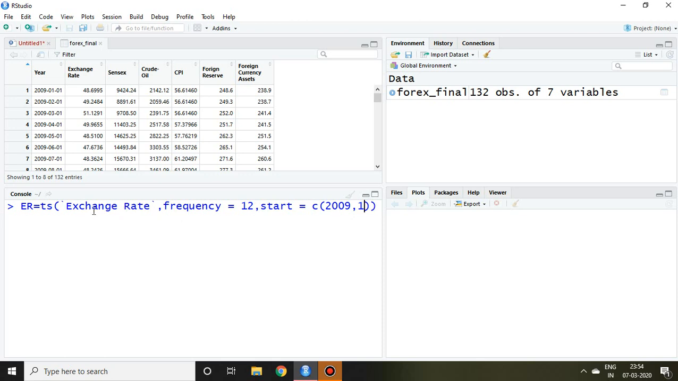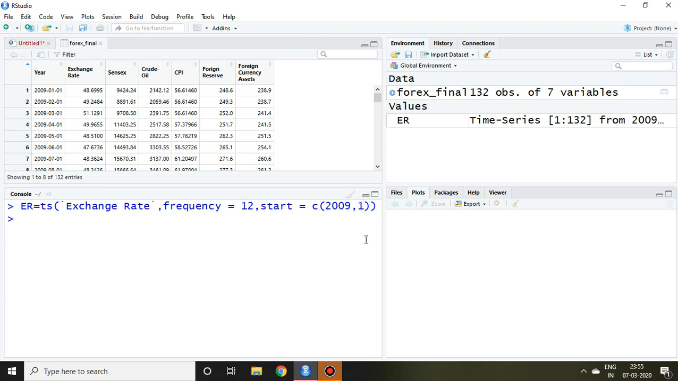I write here ts, it means I'm going to convert it into time series form, then exchange rate, which is my variable, frequency equal to 12, because I'm going to decompose in form of monthly data. That's why I write here 12. Start equal to 2009, it means my data set starts from 2009, and that is January. That's why I write here 2009 and 1, and then enter.